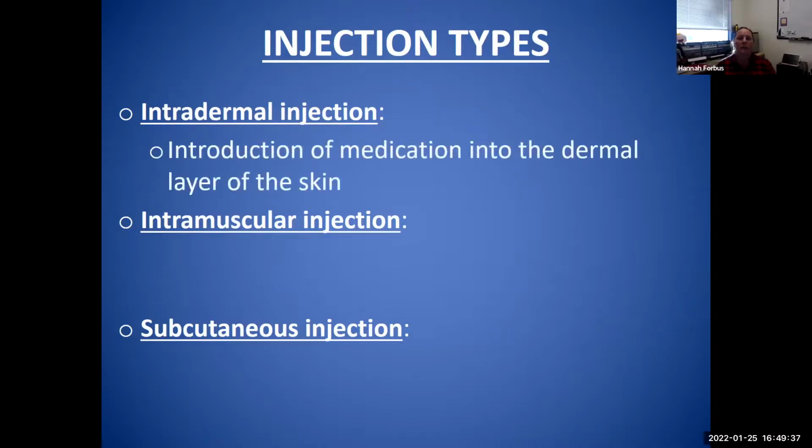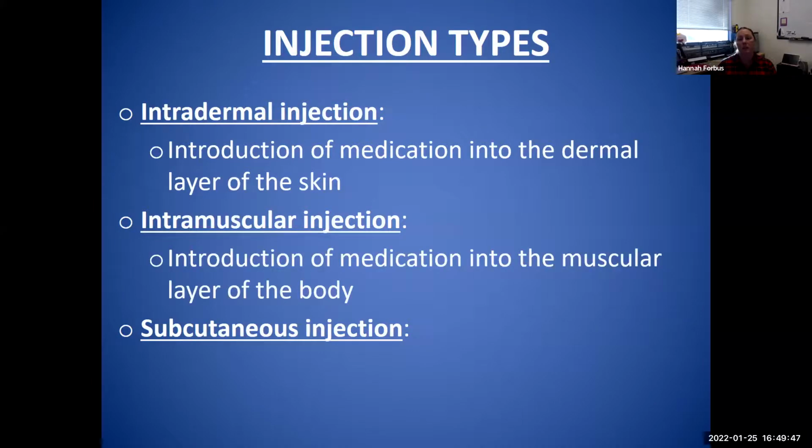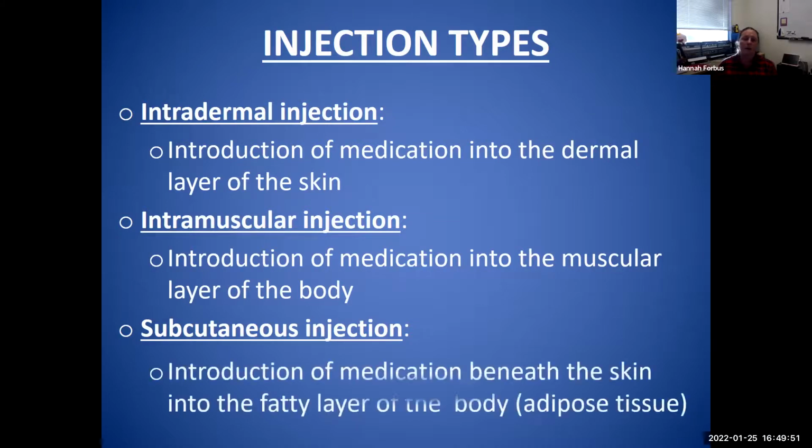Intradermal is when the medication is being introduced just into the dermal layer of the skin. Intramuscular is when the medication is being administered into the muscular layer of the body. And subcutaneous is when it's administered beneath the skin and into the fatty layer of the body, which is adipose tissue. Okay, so it's in between the dermal and the muscular.